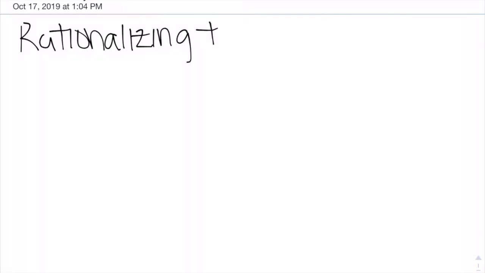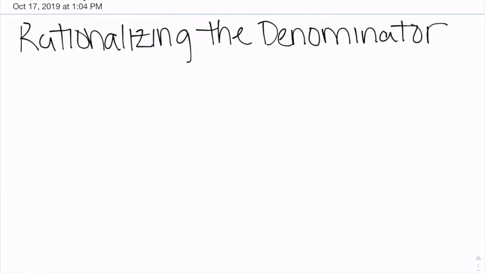Today we're going to discuss rationalizing the denominator. And so you want to make a note that there should never be a radical in the denominator of your final answer.